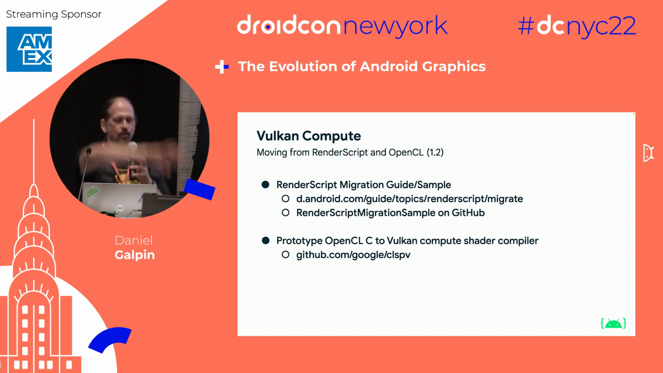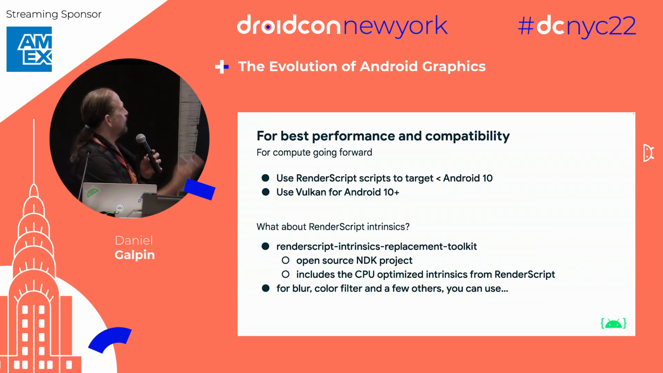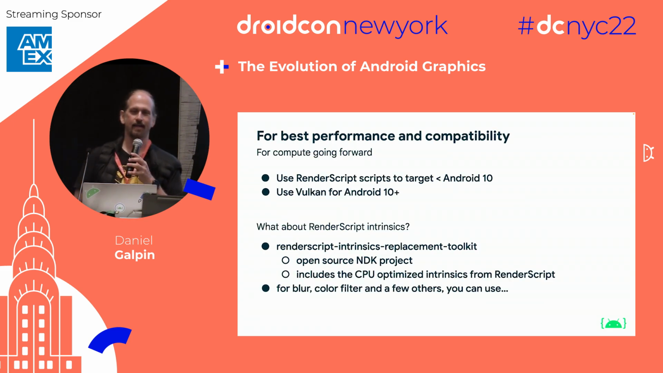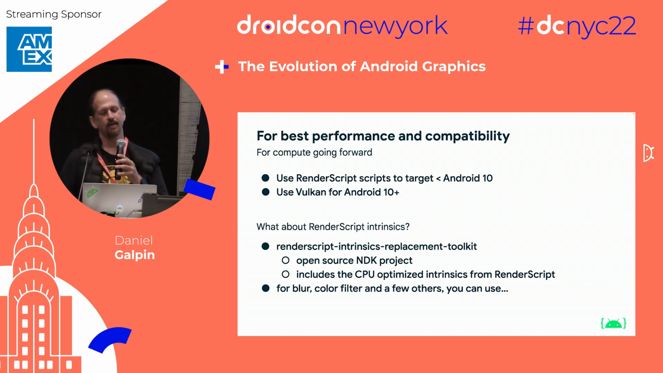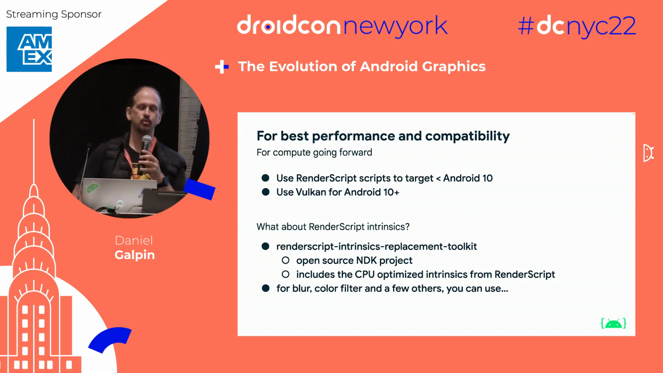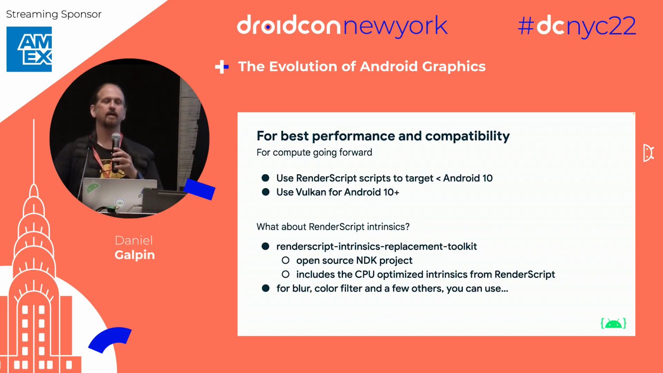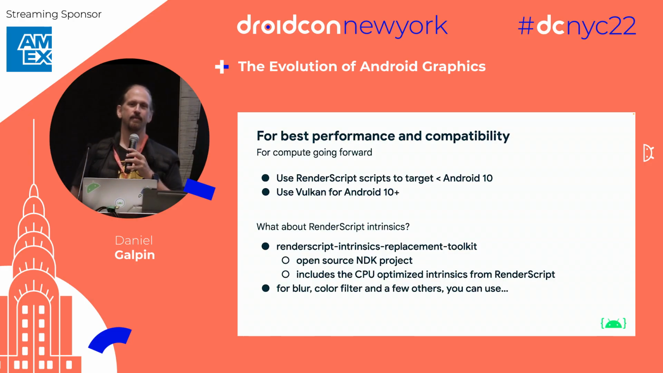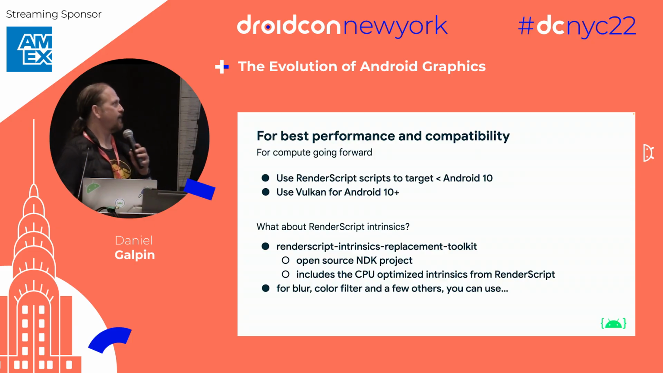And so this leaves us with this thing. What do we want to do for best performance compatibility? We want to use RenderScript targeting less than Android 10 and use Vulkan for Android 10 plus. We've also written this thing called the RenderScript Intrinsics Replacement Toolkit. This is basically, we took the Intrinsics and we pulled out all the CPU optimized versions of them. It's an open source NDK project, and it's actually really, really fast.